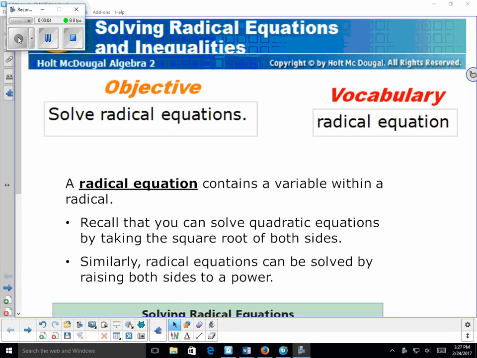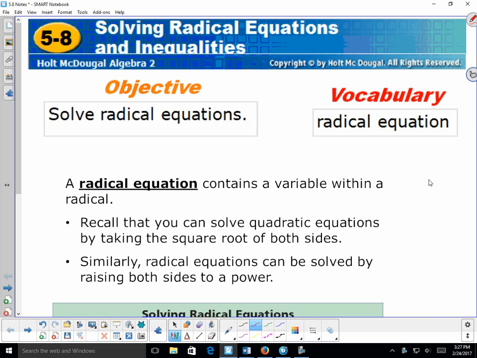We are looking at section 5.8, which is solving radical equations and inequalities. And really, in this section, we're only going to be solving radical equations. Your vocabulary is radical equation. What is a radical equation?